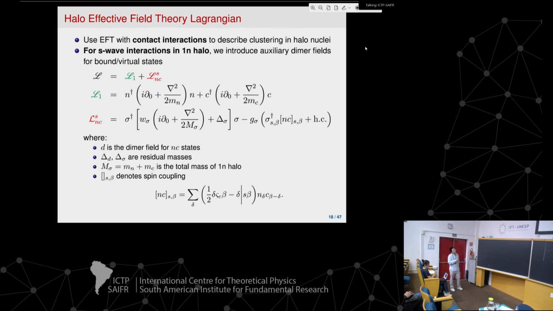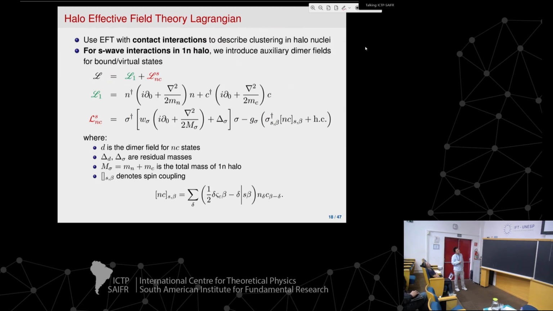And for the two-body interactions, you will have neutron-core interactions, and it's more convenient. So for convenience, we also introduce a two-body dimer field. So it's a two-particle field for these neutron-core states. And this delta is called the residual mass, which will give you a bare mass for this dimer field. And the total mass of this halo, this field, is called the sigma field. So the mass of the field is m sigma.